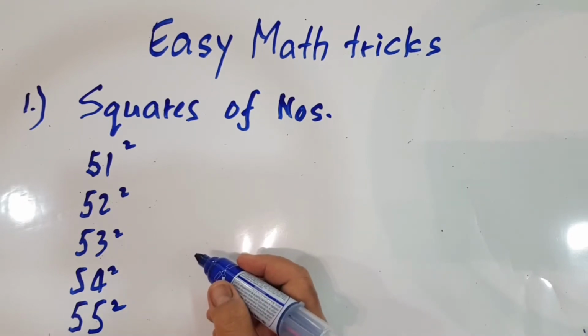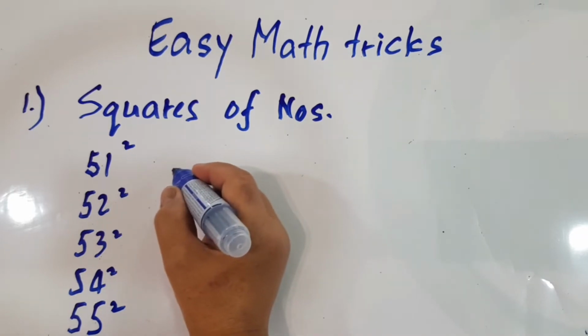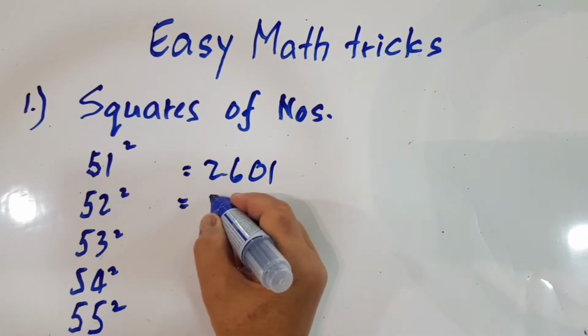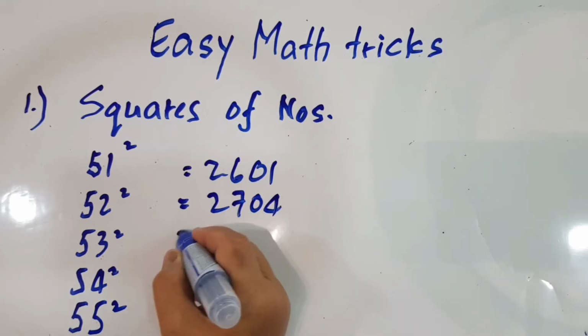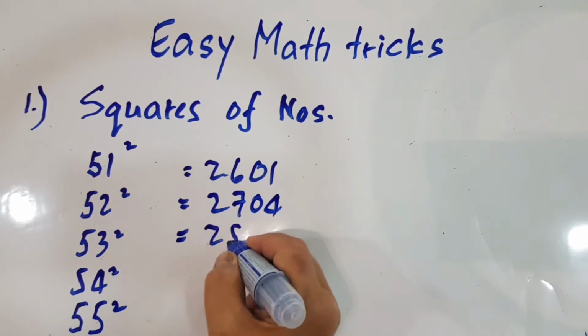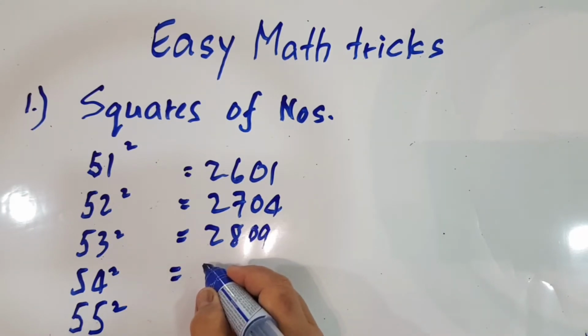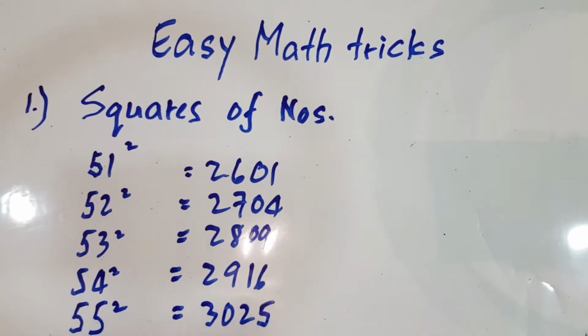Matrix number 1, squares of numbers. Now, how will we do this? 51 squared is equal to 2601. 52 squared is equal to 2704. And 53 squared is equal to 2809. 54 squared is equal to 2916. And 55 squared is equal to 3025.